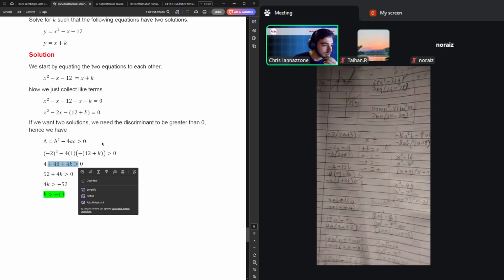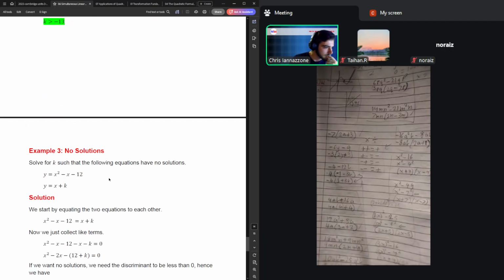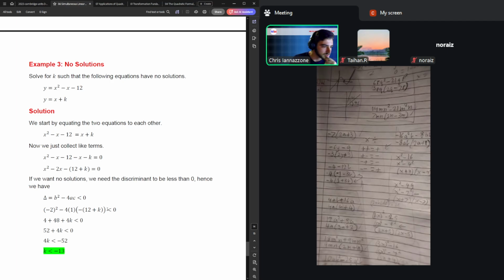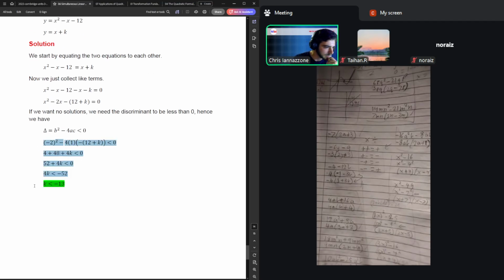You just solve this like you would for any linear inequality. And lastly, for no solutions, we know the discriminant has to be negative, in which case we are making it less than 0. And so you can see we're hitting the same number pretty much every time, obviously just because we're going either side of 0, essentially.